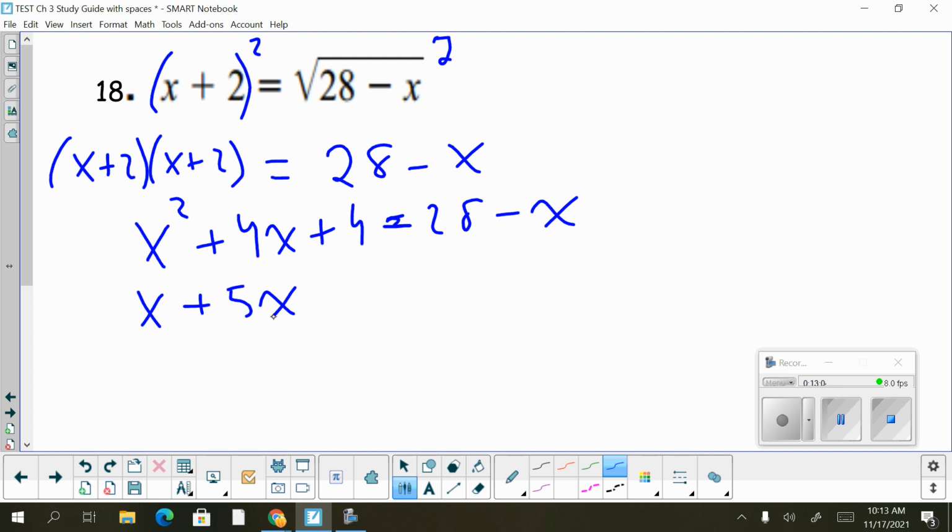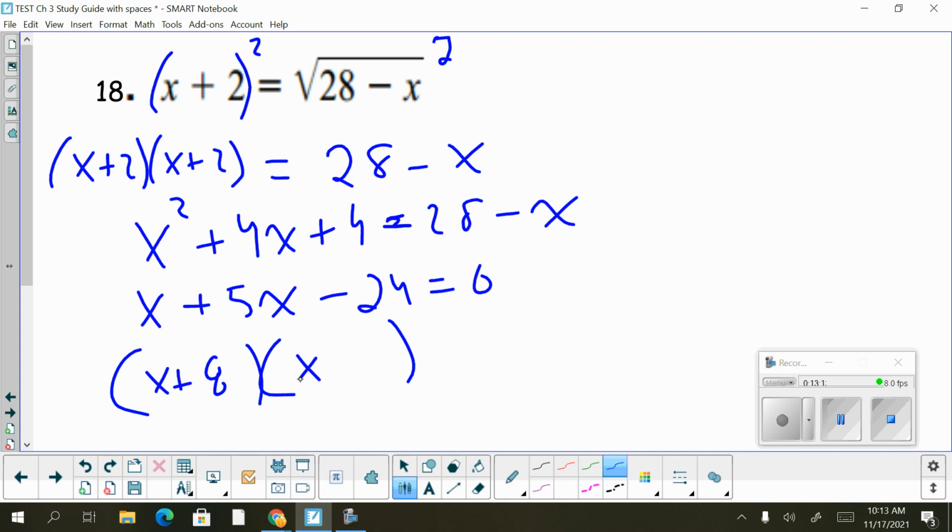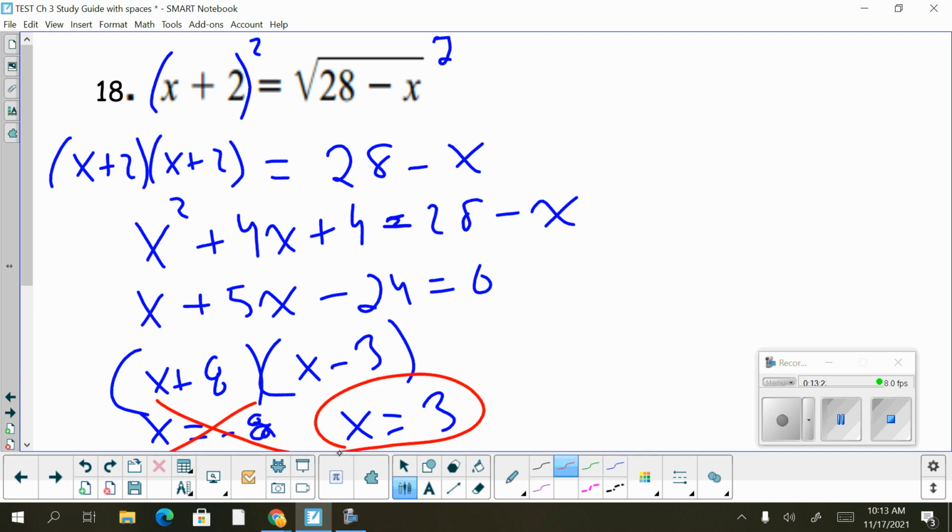I'll subtract my 24 over, and I'll finish with factoring. So to factor would be a positive 8, and I believe a negative 3. So that makes my answer 3 and negative 8. The negative answer is normally extraneous on these. If you would check it, you would end up having a square root equaling a negative 6, which is not possible. So it's actually x equals 3.